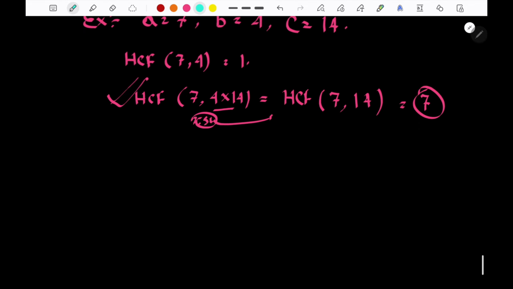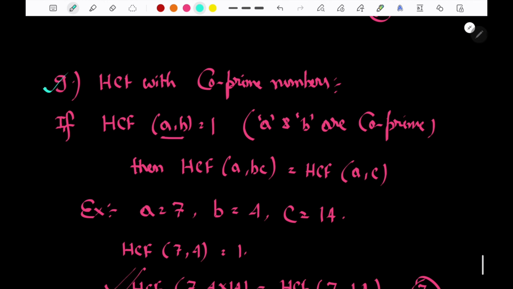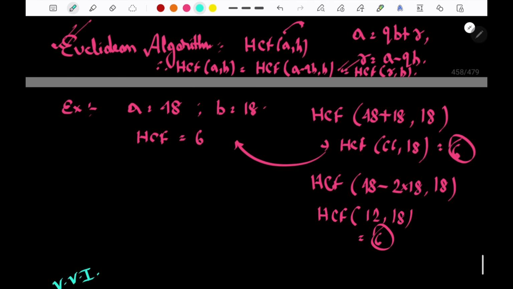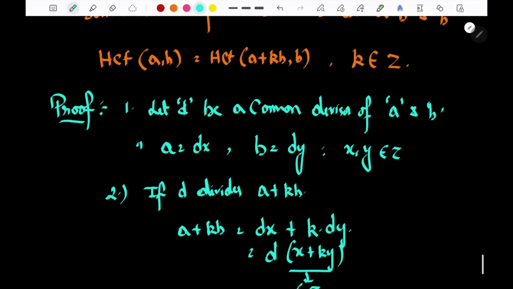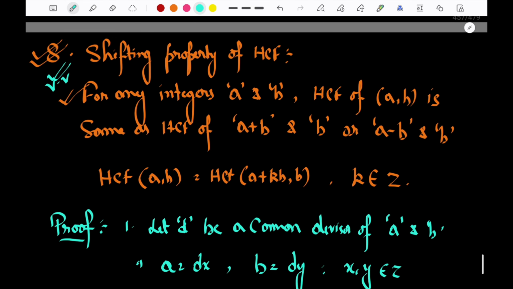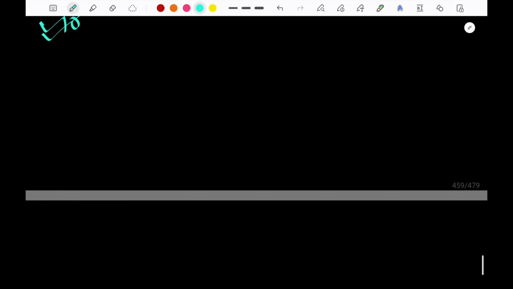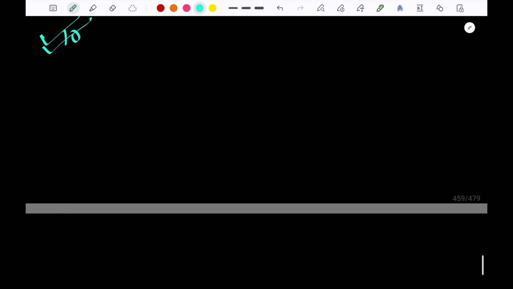Next. Now again very important property for Olympiad. Very important property. This is VVI. Now rest of all the properties are VVI. This is VVI. Again the above one, very important. You don't need to miss this.